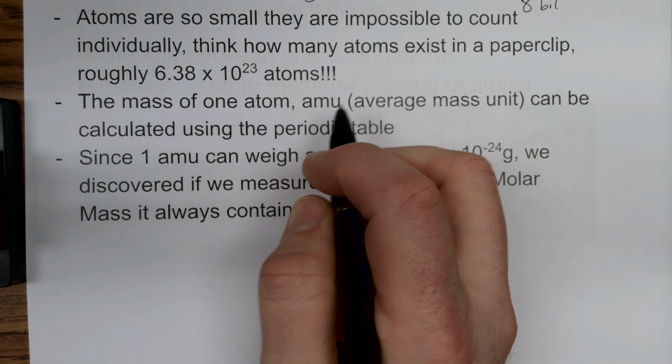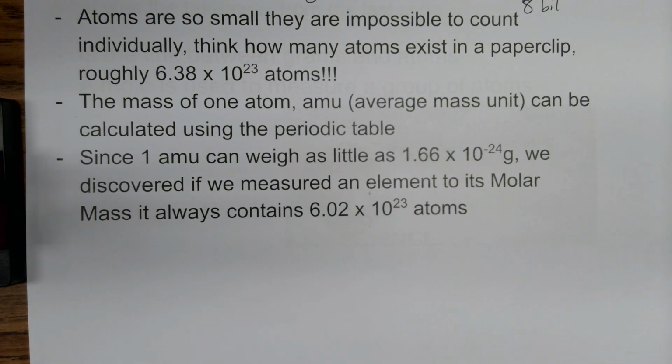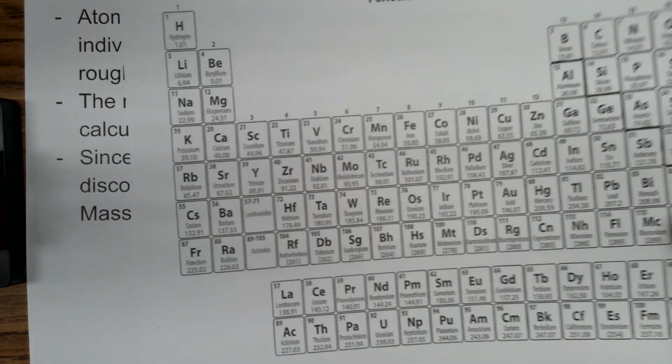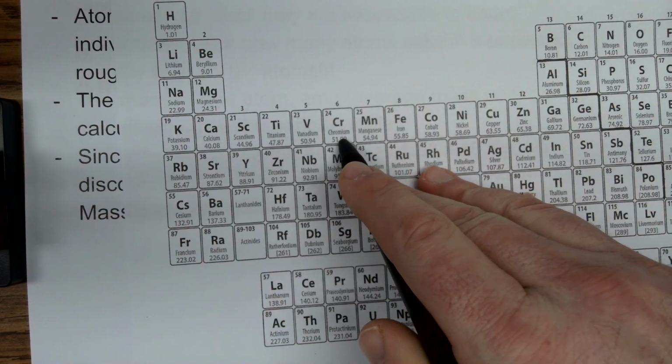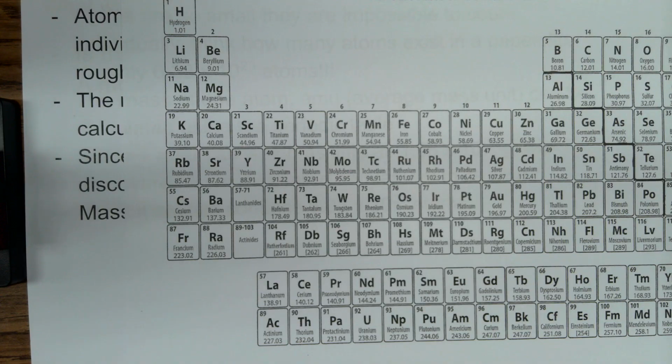The mass of one atom, the AMU, the average mass number, can be calculated looking at the periodic table. So if I take a look at a periodic table, your AMU, that's going to be your atomic mass number right here. Because remember, we broke this down. There are two main numbers on the periodic table that we had to know. Our top number, that was our atomic number. That told us how many protons were present. The bottom number at the bottom of the box tells me its weight, its mass. So we're pulling stuff from previous.